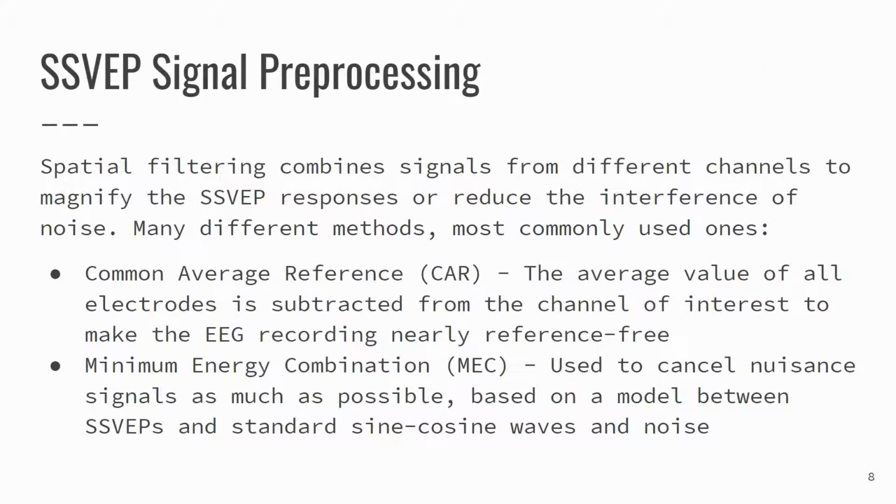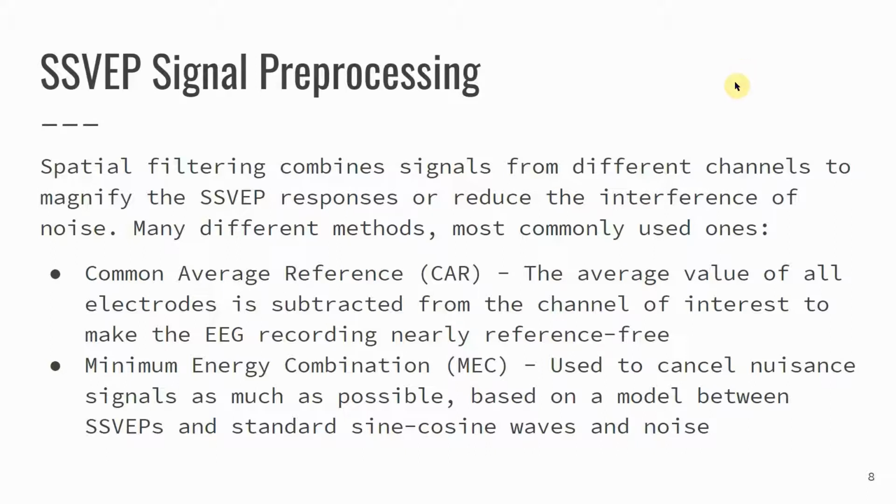Spatial filtering, on the other hand, combines the signals from different channels to reduce the interference of noise. There are many different methods, and the most common ones are listed here. Let's go over them one by one. The first one is common average reference, which averages the value of electrodes from different sites and subtracts it from the channel of interest, that is, the channels we are interested in from the visual cortex. This makes the EEG recording nearly reference free.